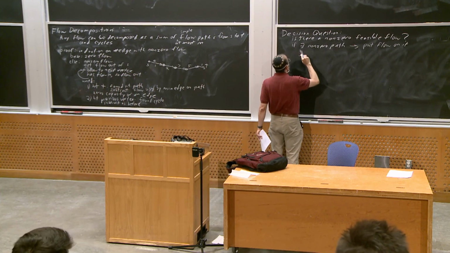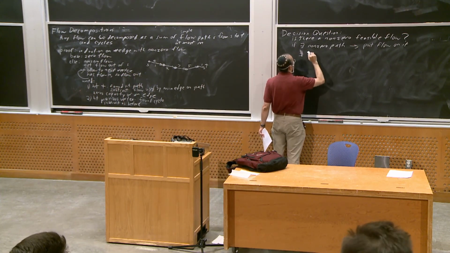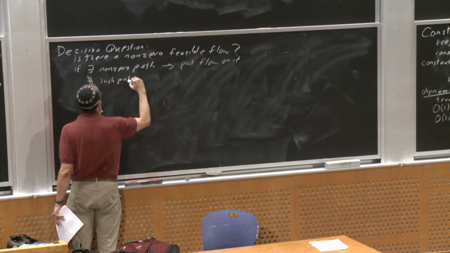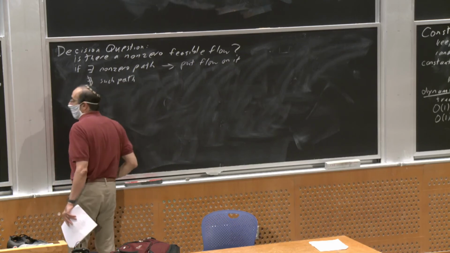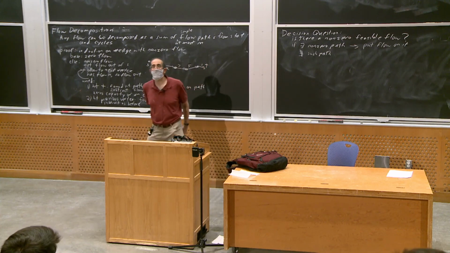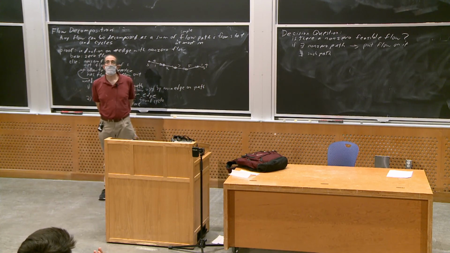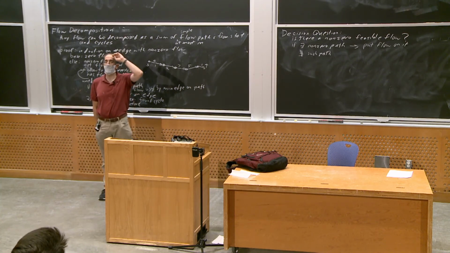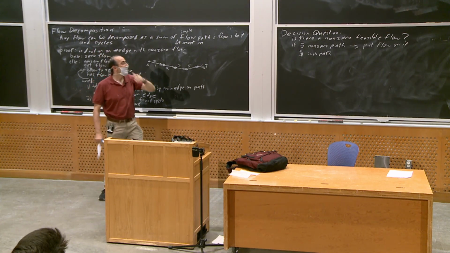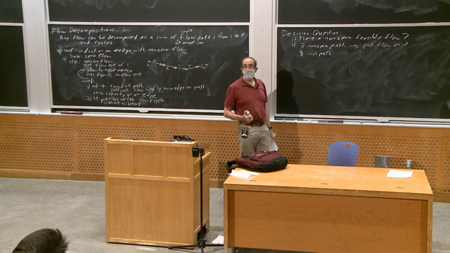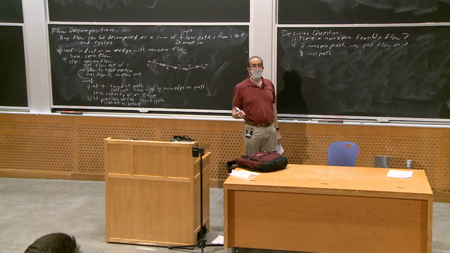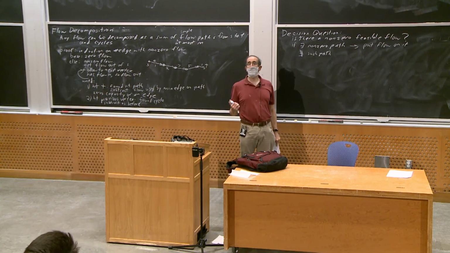What if there is no such path? Hold on, let me give people a chance to think. Yeah? Then there does not exist a feasible non-zero flow. So the claim is that if there is no path, then there is no non-zero feasible flow. What's the proof?